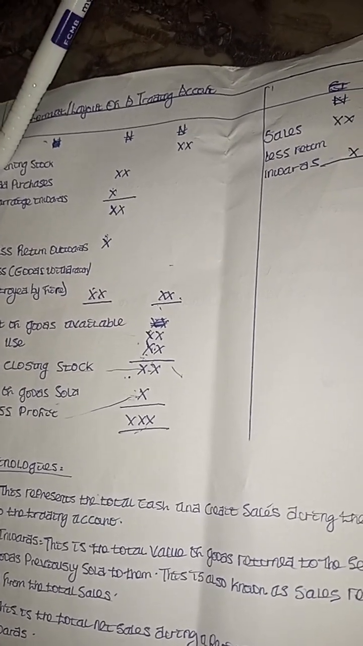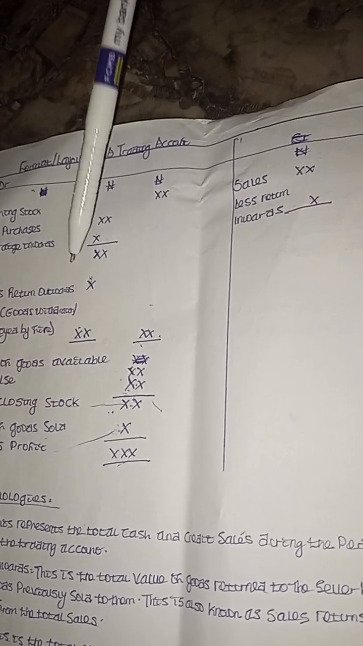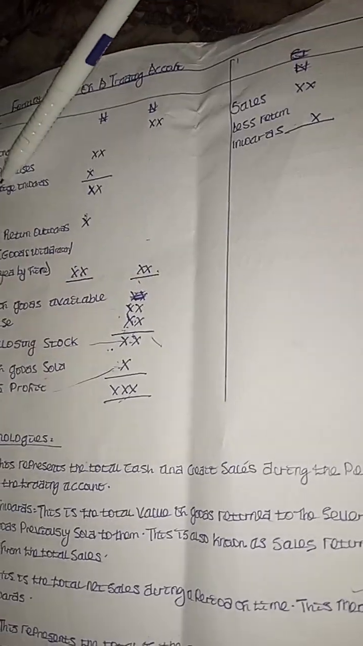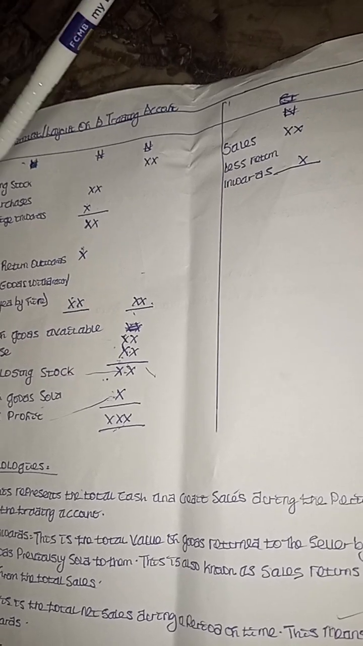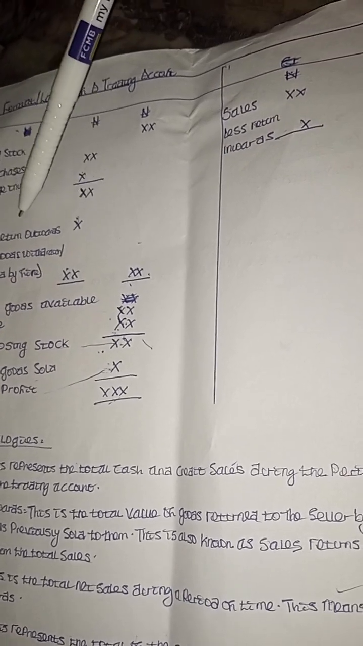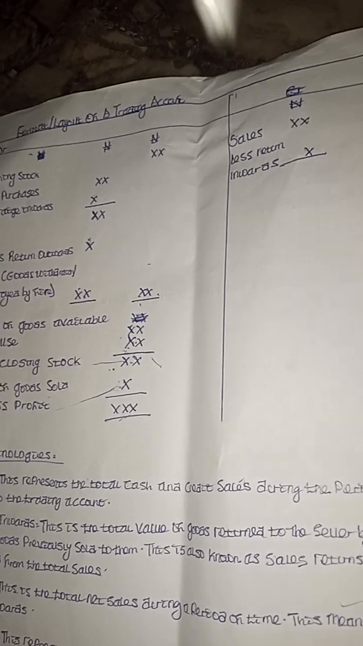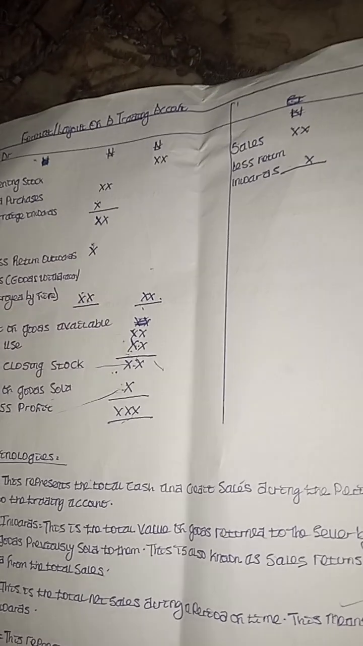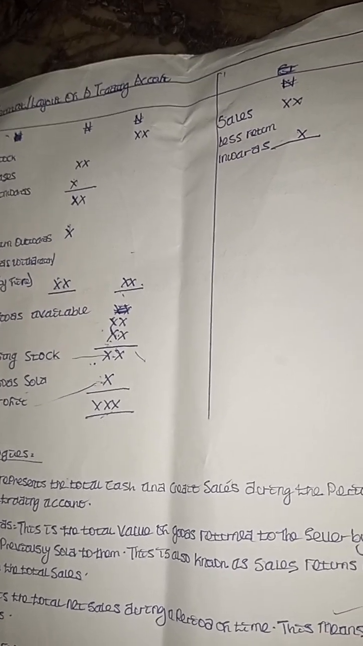Okay, the purchases is added to the carriage inwards, which is part of the trading account. Yes, that is why it's added, because it's a cost, it's part of the cost that was incurred in acquiring items in the firm. Then we have the return inwards. The return inwards is reduced because it is part of the items that were actually purchased and returned back to the owner or to the supplier, as the case may be.